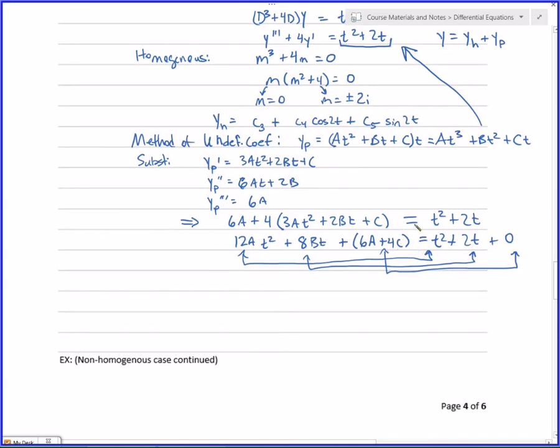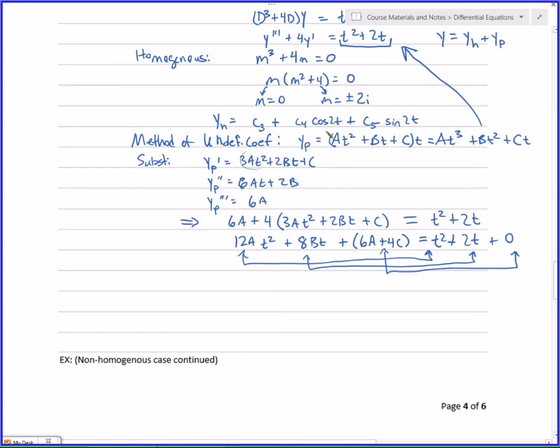Just as a side note, while you're writing, I'll point this out. If you'd left off this extra t, notice that you wouldn't even have a t squared term in here. Right? The t squared term came from yp prime, and if you had only done at squared plus bt plus c, then you wouldn't even have a t squared.